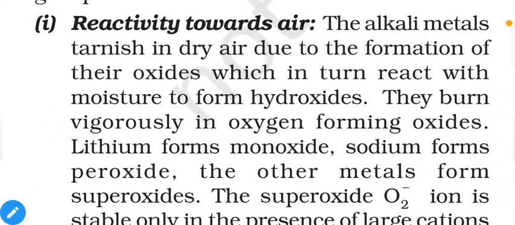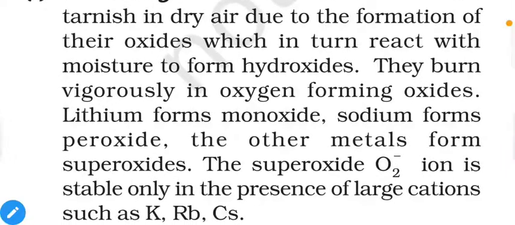Alkali metals tarnish in dry air due to the formation of their oxides, which in turn react with moisture to form hydroxides. They burn vigorously in oxygen forming oxides. Lithium forms monoxide, sodium forms peroxide, and the other metals form superoxide. The superoxide O2 minus ion is stable only in the presence of large cations such as K, Rb, and Cs.